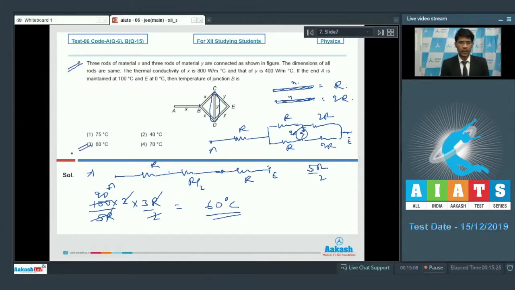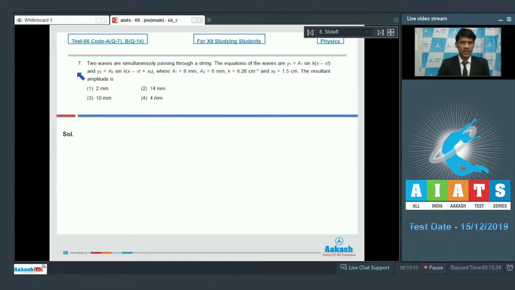Now we shall proceed to question number 7. In question number 7, two waves are simultaneously passing through a string. The equation of the waves are y1 is equal to a1 sine k(x minus vt) and y2 is equal to a2 sine k(x minus vt plus x naught), where a1 has been given as 8 mm, a2 being 6 mm, k is equal to 6.28 per centimeter and x naught is 1.5 centimeter. The resultant amplitude is.